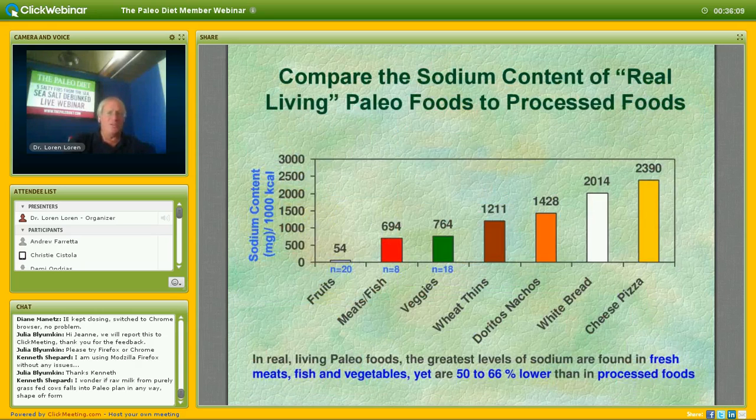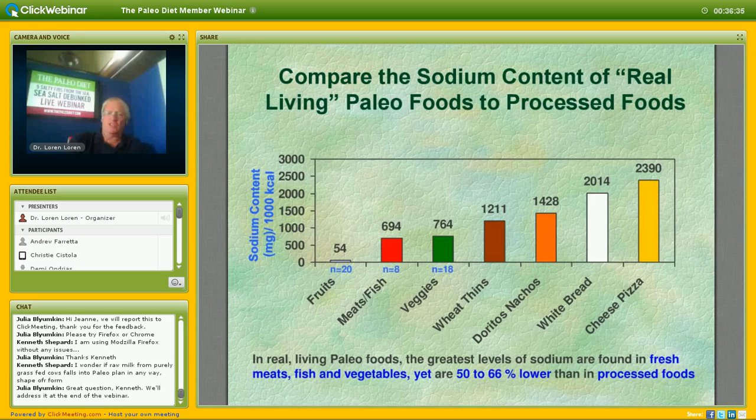So, to summarize, if you compare the sodium content of real living foods, which are paleo foods, and you look down here, you can see fruits, meats, fish, and veggies, and contrast that to all processed foods, you can see processed foods contain anywhere from 2 to 3 times more sodium than do real living foods. And that also brings up a good issue.